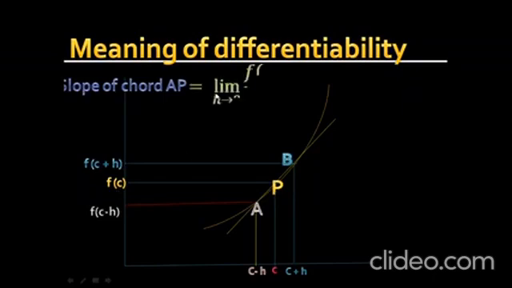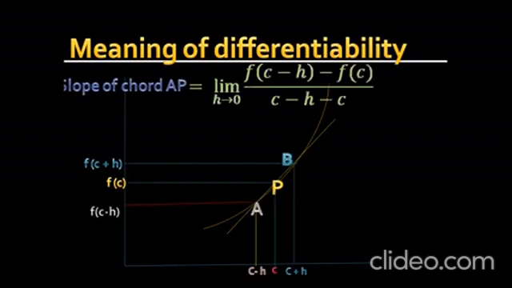So we can write this as f(c minus h) minus f(c). If I am talking about f(c minus h), at the point A the value of x becomes c minus h. That's why you have to write here c minus h. And then point B is c, so that's why we have to write here minus c. So the limit as h tends to 0 of [f(c minus h) minus f(c)] upon [c minus h minus c].